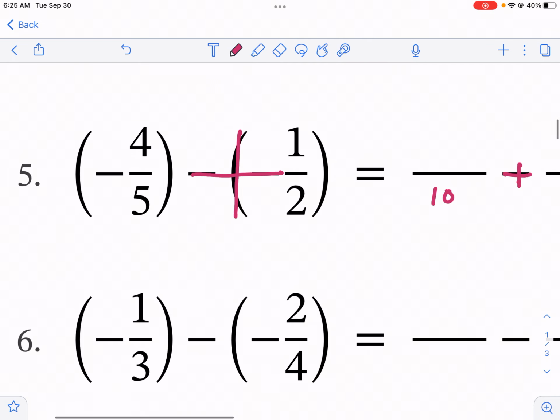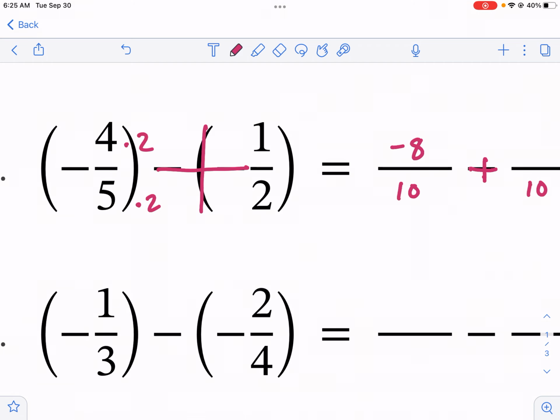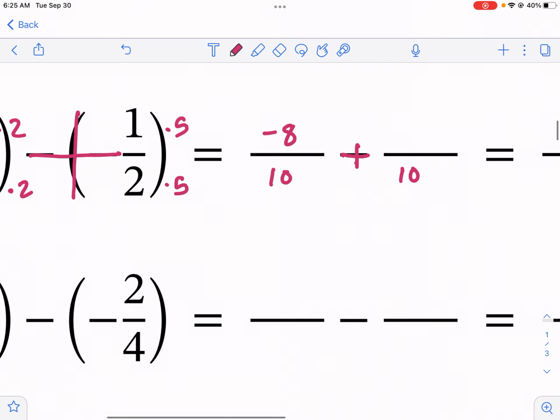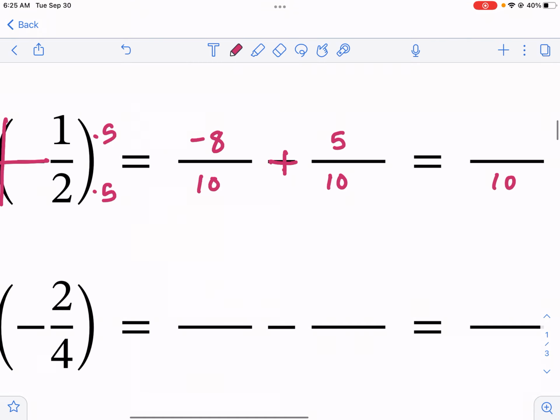Okay. And now I just need to change the look of this fraction. I can't just change that to 10 and then keep this as negative 4. That's another common mistake I see. I have to be like, okay, well, how did I change 5 to 10? Multiply by 2. So I got to do that to the top and bottom, negative 8. What do I do to 2 to get to 10? Well, I multiply that by 5. Got to do that to the top. So 5/10. That's the same thing as a half.